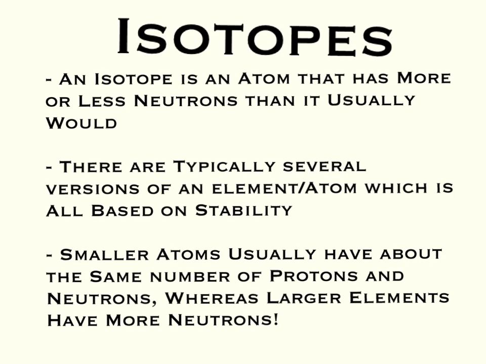And the last thing that we're going to look at are isotopes. An isotope is an atom that has more or fewer neutrons than it usually would, based on the number from the periodic table. There are typically several versions of an element or an atom, which is all based on stability. Some atoms are more stable if they have more neutrons, some are stable when they have the same number of neutrons as they do protons, and it just all depends on its stability. Smaller atoms typically have about the same number of protons and neutrons, and larger elements usually have more neutrons than they do protons. Just a generality that we look at.